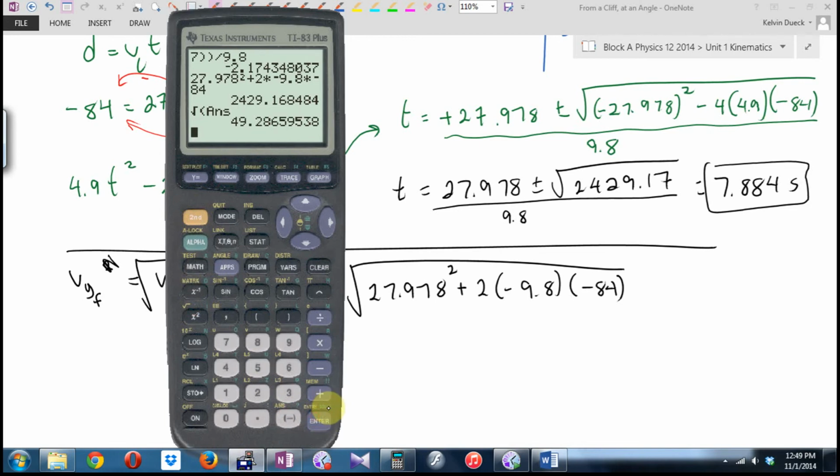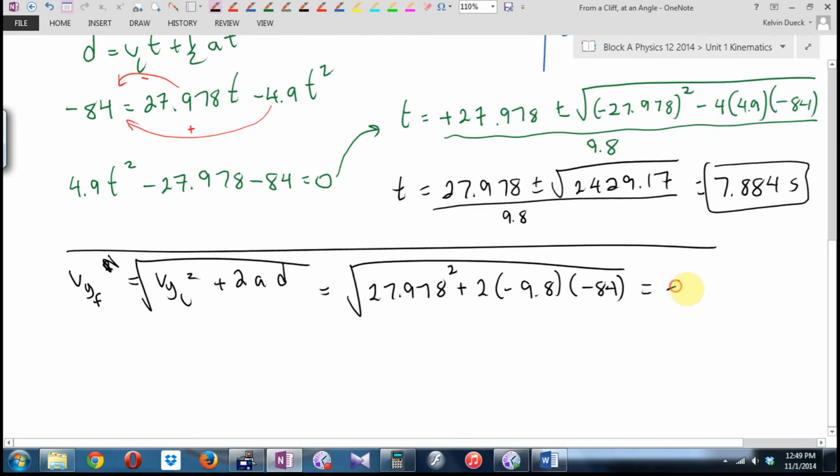Here's V final. The only problem is Vy final is negative because it's heading down. So although I got an answer of 49.29, I'm going to call it negative 49.29. And then I can solve for t by going V final minus V initial over A. But everything has to be from the vertical side.